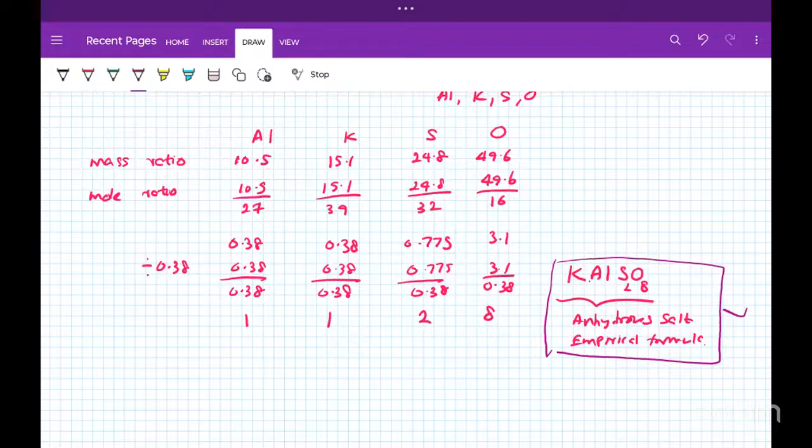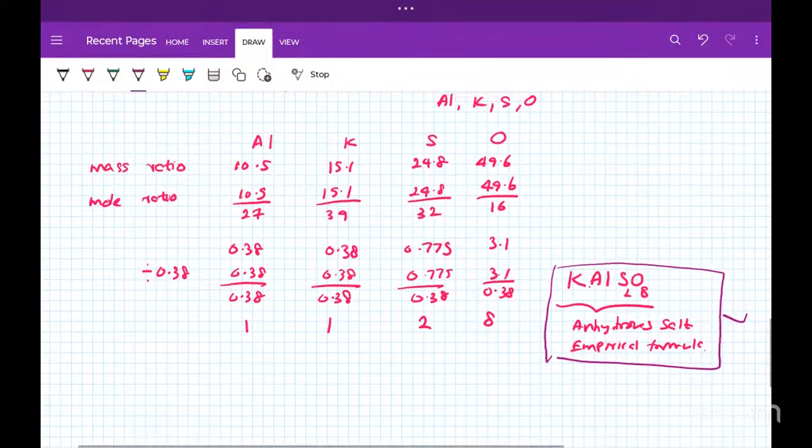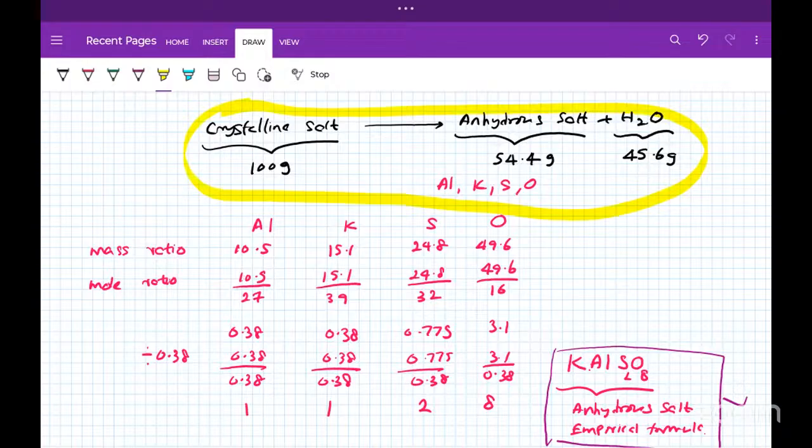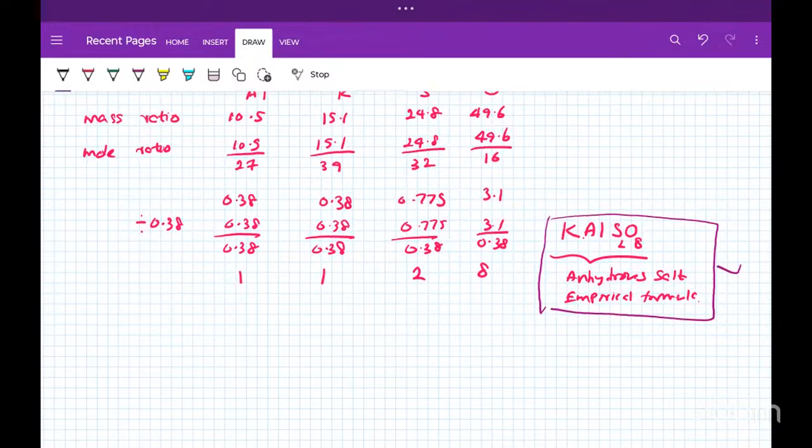That is KAlS2O8. This is the anhydrous salt, but we need the crystalline salt as well. Crystalline salt can be captured from this data. If you take 100 grams, out of 100 grams, 54.4 is anhydrous salt and H2O is 45.6. Now I can calculate how much anhydrous salt mass will be there, right? So molecular mass of, I'm calculating molecular mass of the empirical formula.